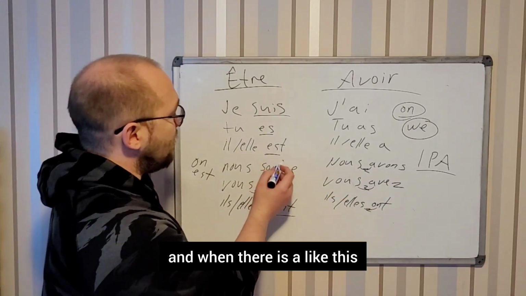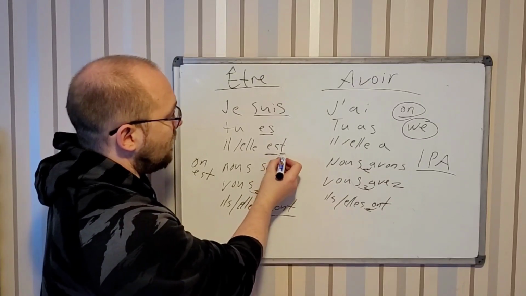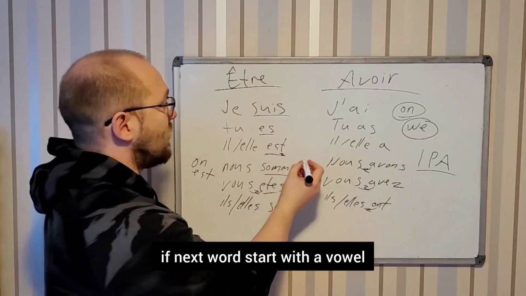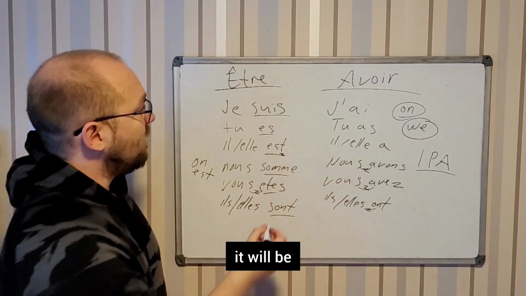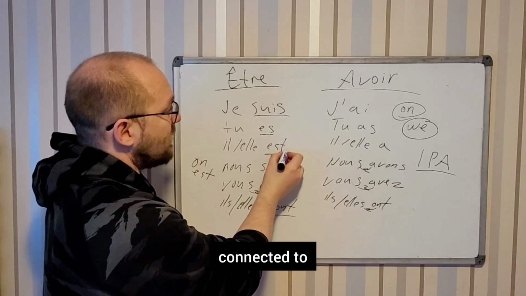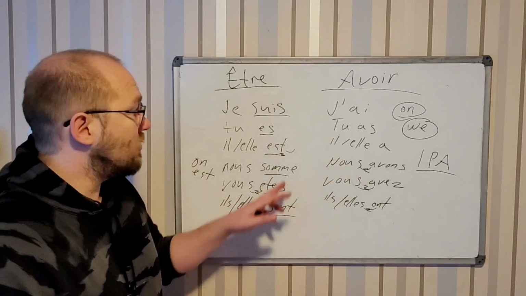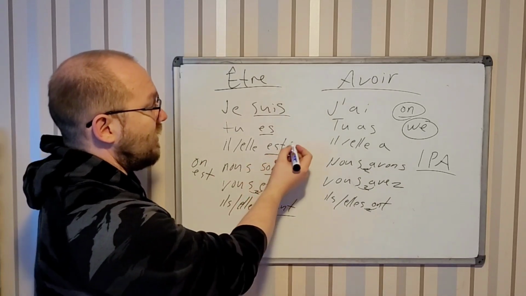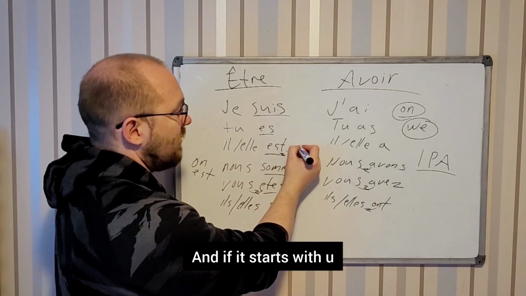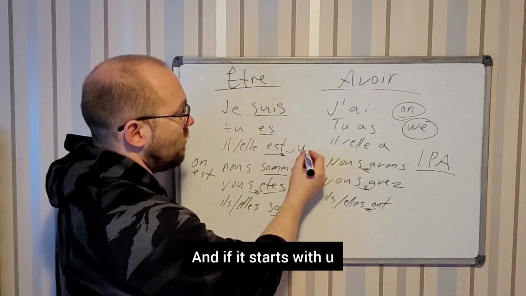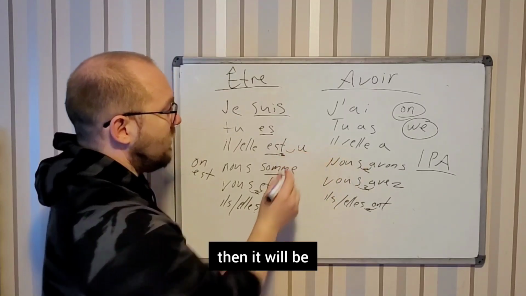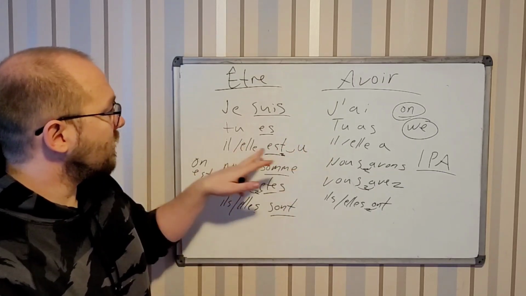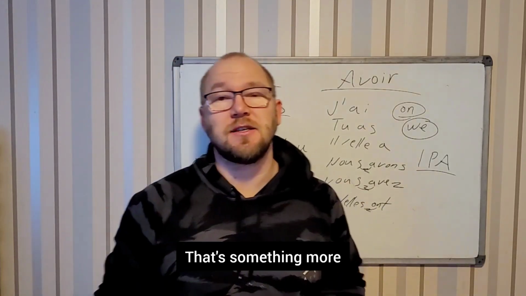And when there is like this T, if the next word starts with a vowel, it will be connected to that word. So it will be il est, and if it starts with U, then it will be il tu. But yeah, that's something more.